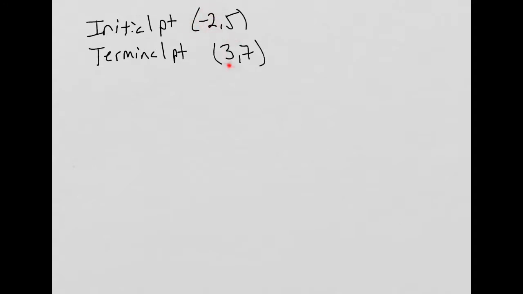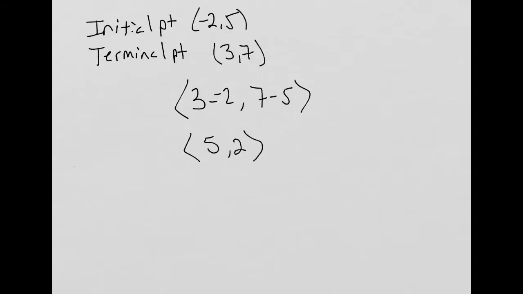3 minus -2. And if I started here, how far do I have to travel vertically to get here? 7 minus 5. So the vector with this given initial and terminal point would be 5, 2. Now we can represent that many different ways, but we do tend to want to do it by placing these things at the origin when we can, just because it's convenient.